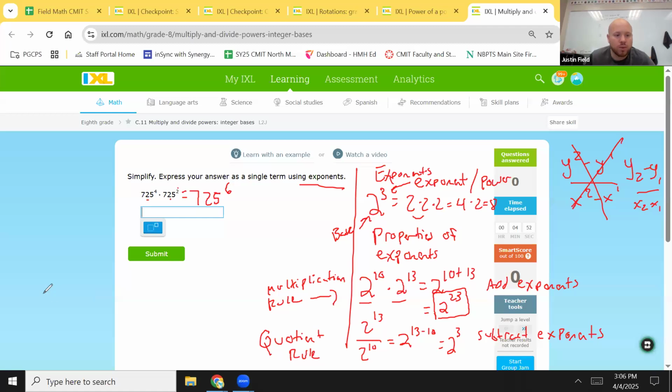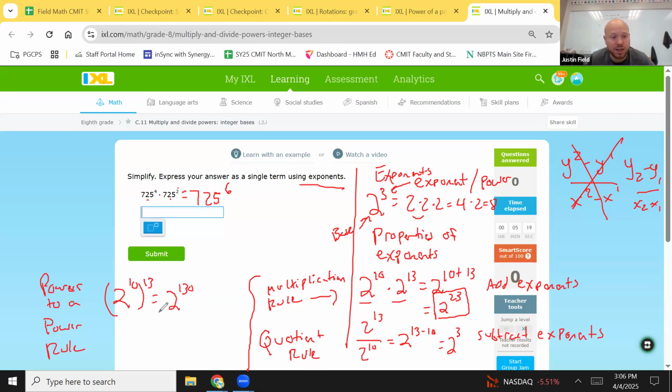All right, and then there's one more rule, the power to a power rule. Okay, and that would be, let's say, 2 to the 10th, keep our same terms, but now we're going to raise it to the 13th. In this case, that would be 2 to the 130th, because what do you do? You multiply exponents.